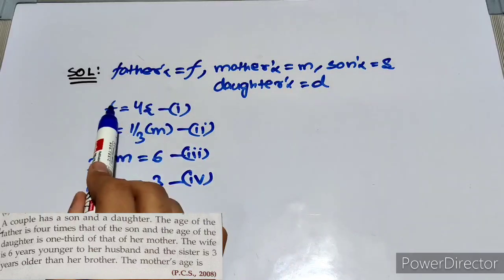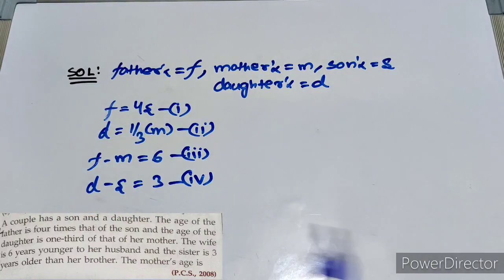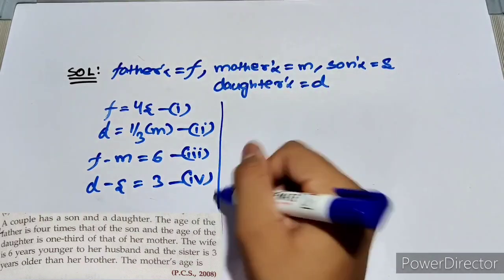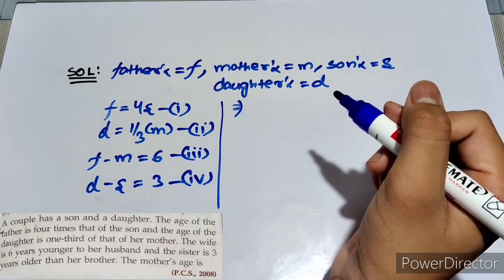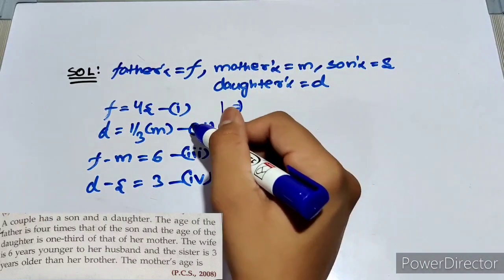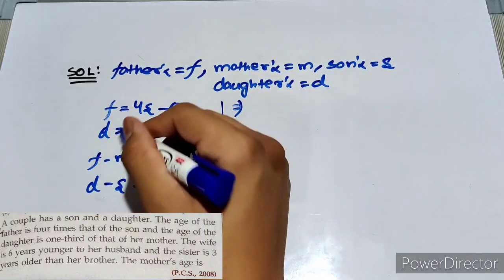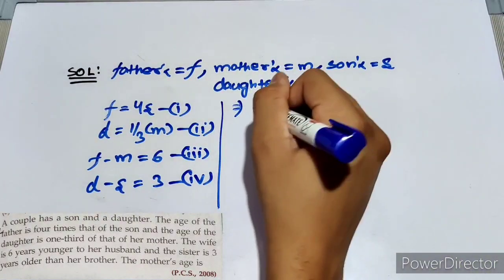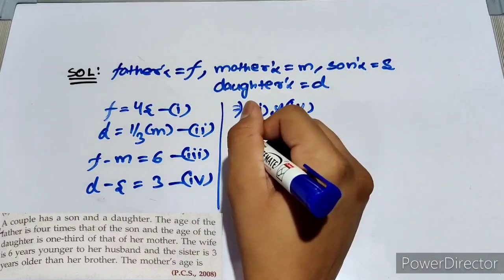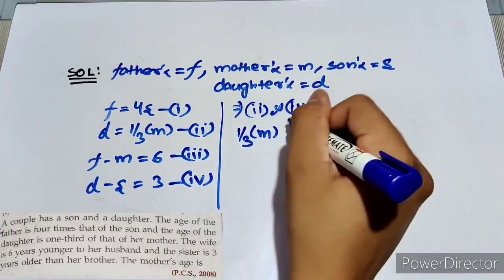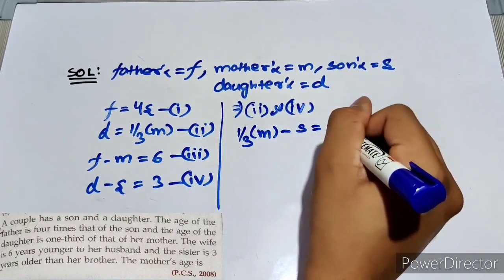Here there are 1, 2, 3, 4 variables and 4 equations, and none of the equations is made up of the other equations. So we can definitely say that it can be solved. First we need to find m, so we have to eliminate all other things. So first let us put d is equals to s plus 3 from 2 and 4. We have 1 by 3 of m minus s is equals to 3.